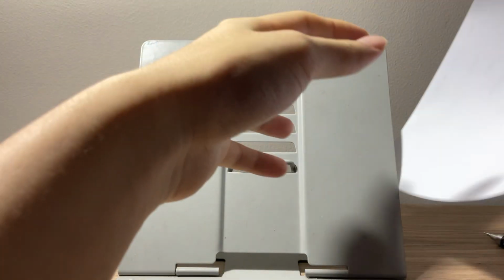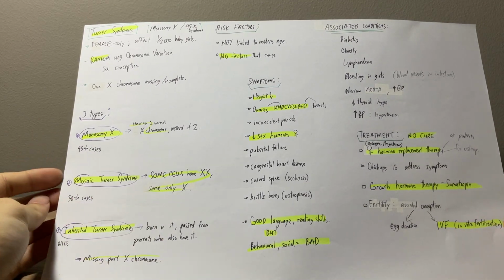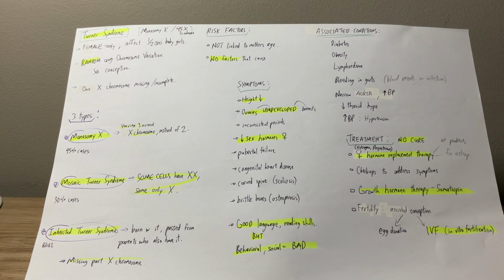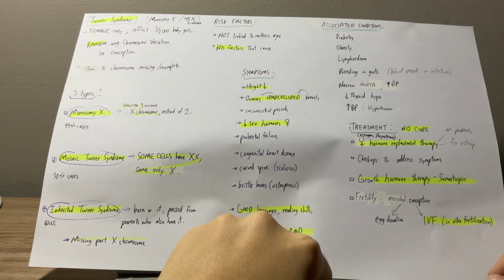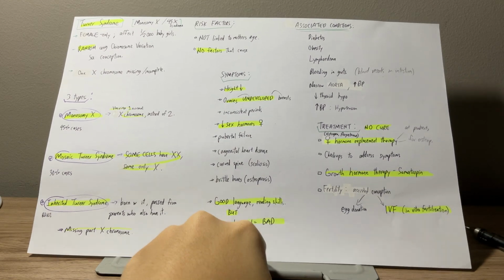Is there a back page? Okay, so this is the last. After this, we're ending the video. So we have Turner syndrome. In other words, called monosomy X or 45X syndrome.